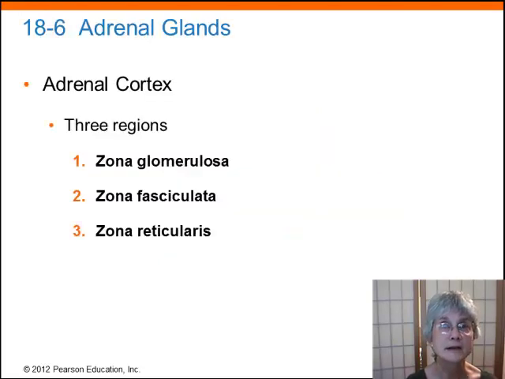The adrenal cortex itself is divided into three layers. These are called zones, or zona in Latin. The zona glomerulosa, the zona fasciculata, and the zona reticularis.